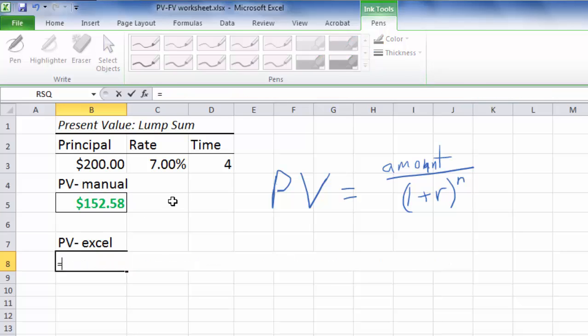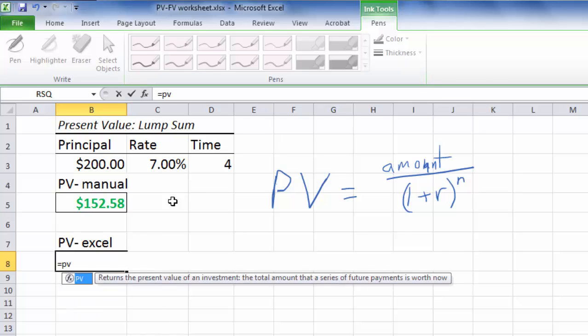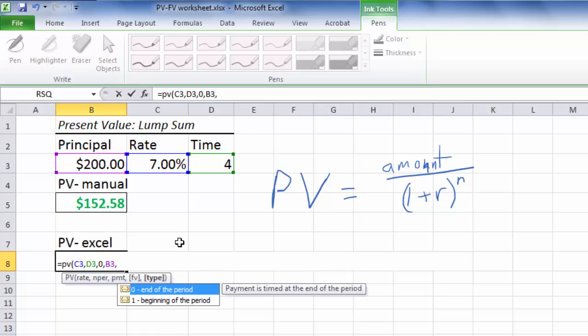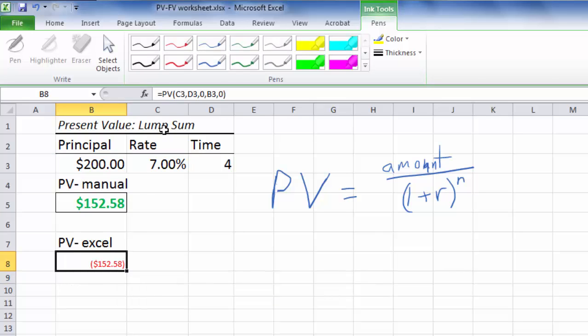So in Excel, we're going to do this equals PV, open parentheses, and again, we go through and we want the rate first. The rate is C3. The number of periods is D3. Selecting these and pressing a comma each time. The payment is 0. This is a lump sum, not an annuity. Comma, the future value, we know we're going to receive that $200 in the future. That's B3. And the type, end of period, again, close parentheses, enter 152.58.